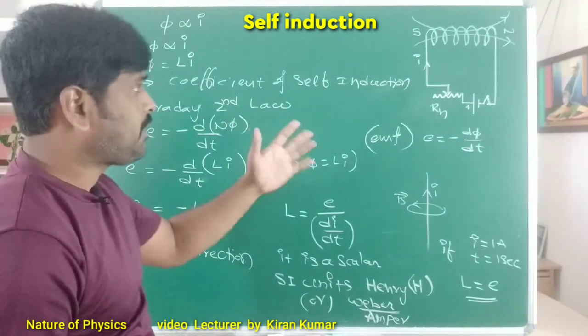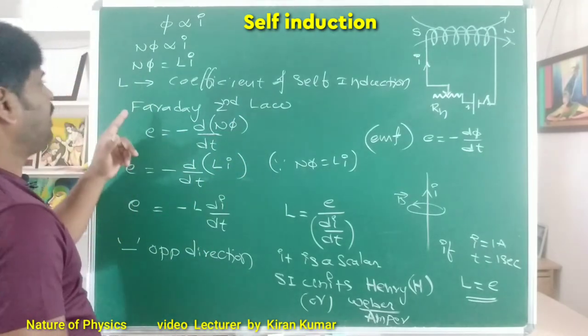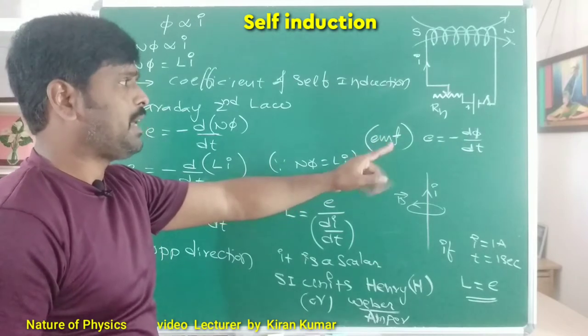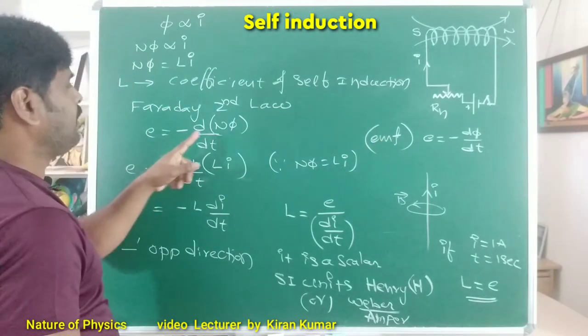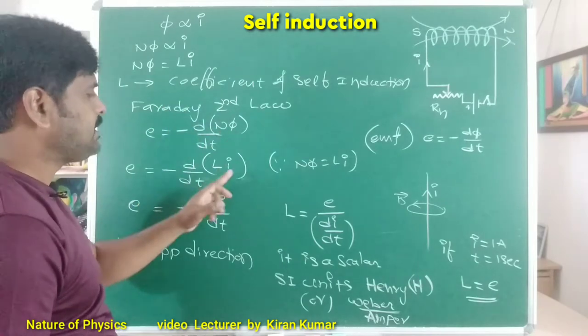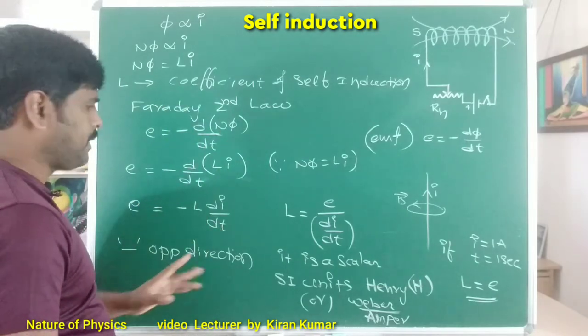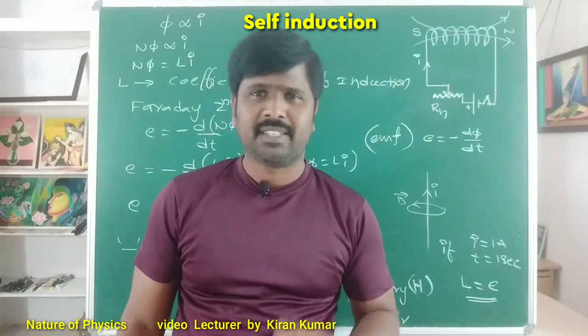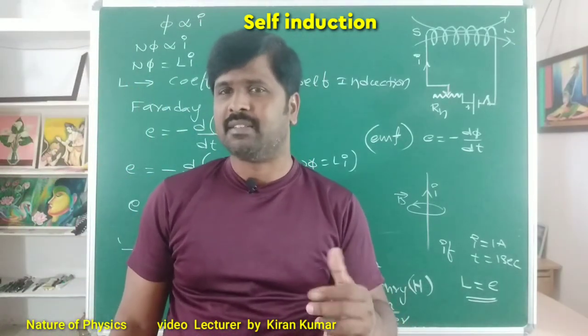L is the coefficient of self-induction, and by Faraday's second law the induced EMF is equal to minus d phi by dt. I write N phi here because of N number of turns. N phi is L I, so L is constant, and minus indicates the opposite direction. Here L is the coefficient of self-induction. Next, applications.